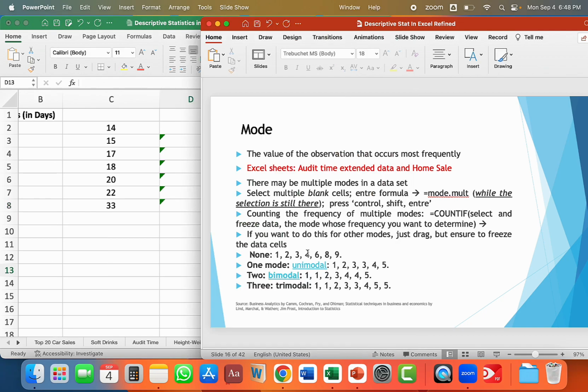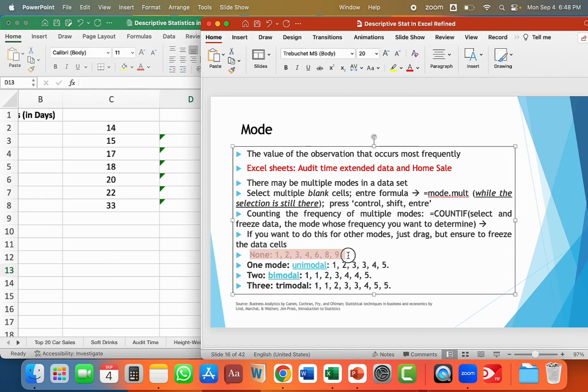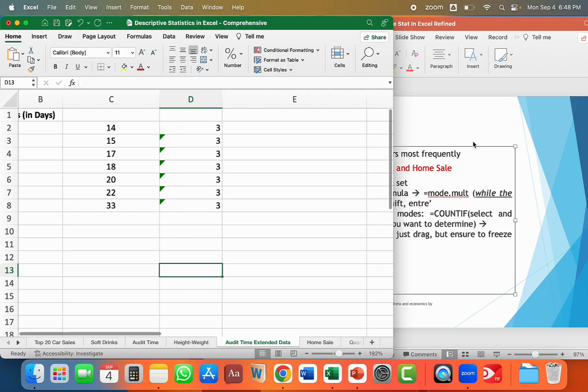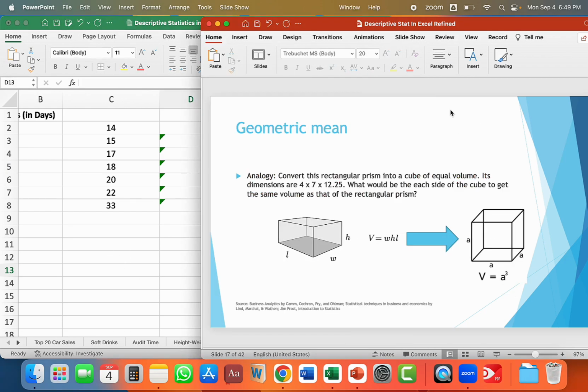Now there are different types of modes. There is a possibility that a data does not have a mode. For instance, in this case 1, 2, 3, 4, 6, 8, 9. None of the values appear more than once, so therefore this data does not have any mode. Then there could be just one mode, that's called unimodal. For example, in this case 3 appears 2 times. Bimodal, which means there are 2 modes. For example, here 1 and 1 and 4 and 4, and then trimodal, etc. Now the next thing is geometric mean.